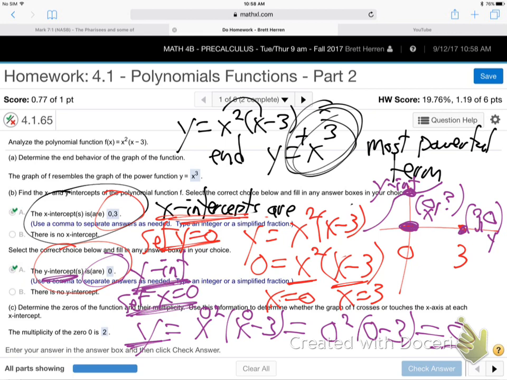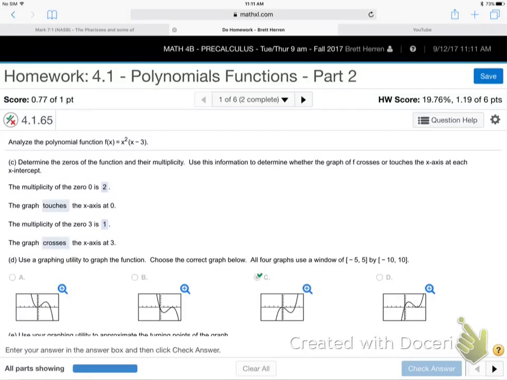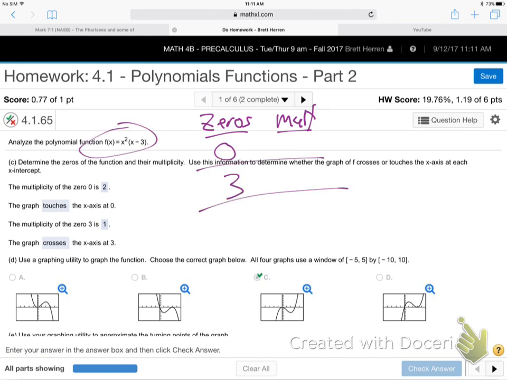Can I go to a fresh screen? You guys good with all that? X-intercepts, y-intercepts. So let's do the multiplicity thing. Remember how we made a little chart? Didn't we say zeros and multiplicity for each of those zeros? So what are the zeros? Again, we found 0 and 3 are the two things that'll make that function 0. They're the zeros. Now for each of those, what's the multiplicity?